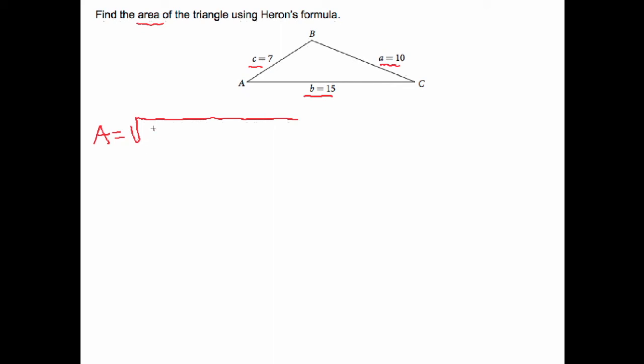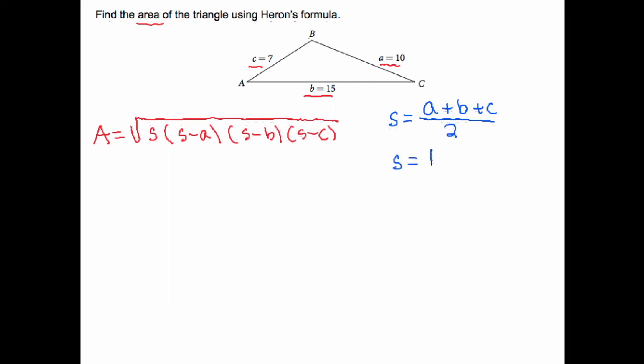So the area is the square root of S times S minus A times S minus B times S minus C, and that whole product is inside of the square root. The first thing I have to do is find S. Again, S is nothing more than 1/2 of the perimeter, so S is going to be A plus B plus C divided by 2.